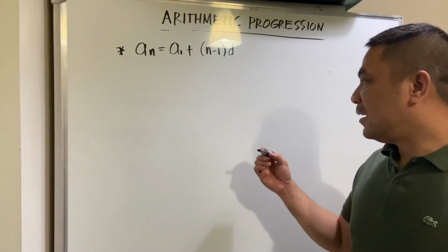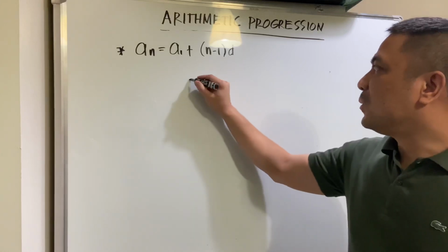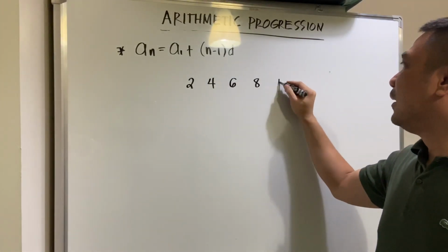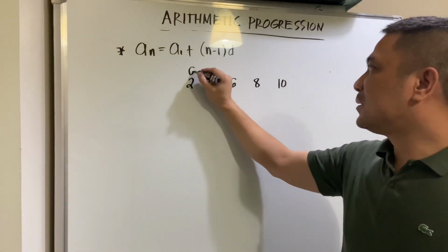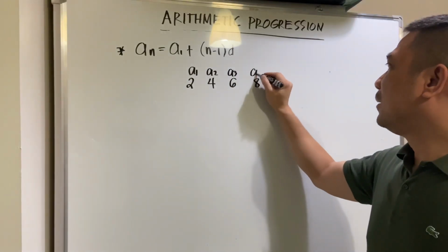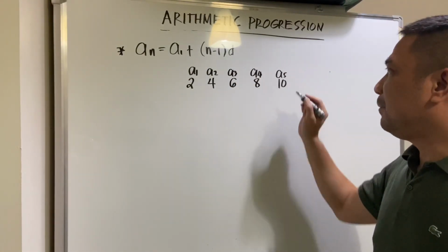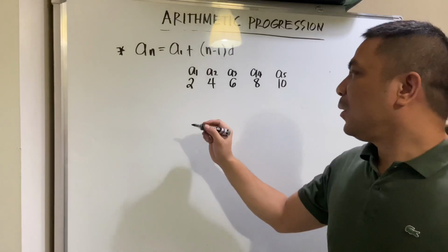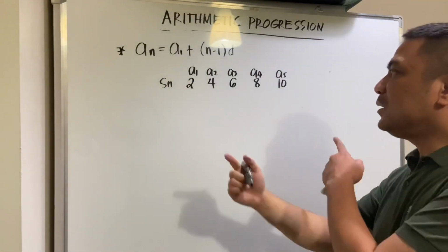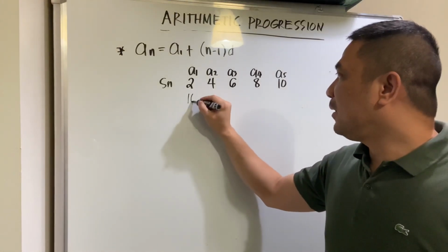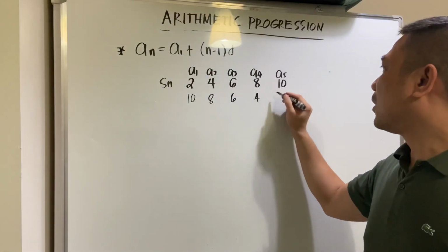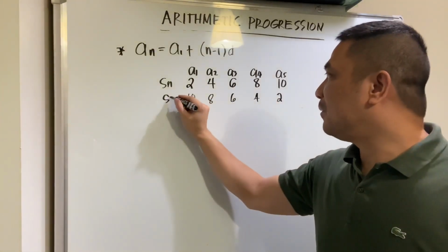Let's have this example again. We have 2, 4, 6, 8, 10. This is the first term, second, third, fourth, and fifth. We will find the sum of this series. If I will do the reverse, I will have it here as 10, 8, 6, 4, 2. I'll get also the sum of the series.